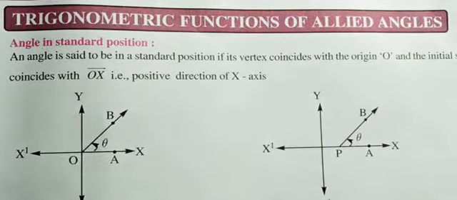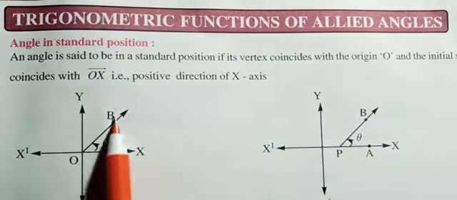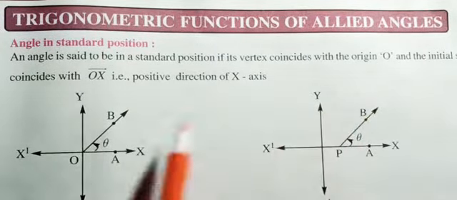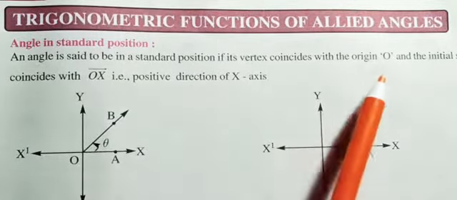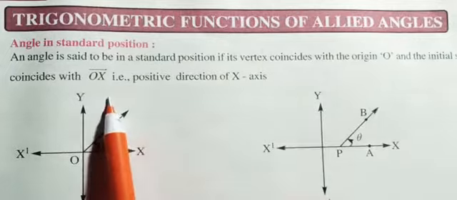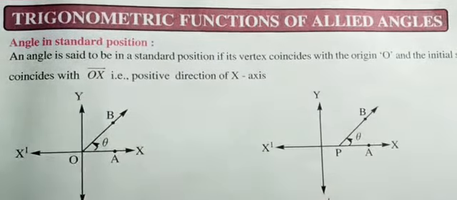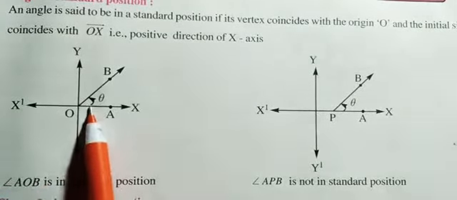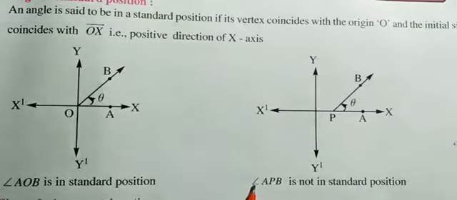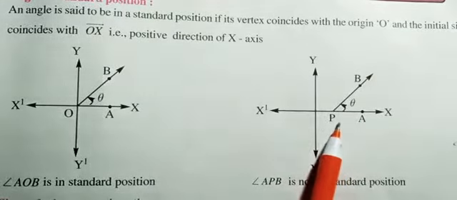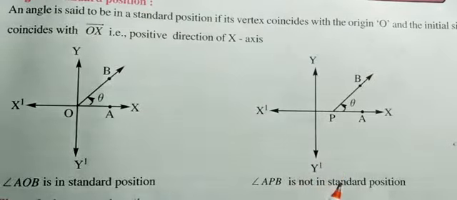So here, as we can see, an angle is said to be in standard position if its vertex coincides with O, and the initial side coincides with OX. So this is the standard position. This is an angle in standard position, and ABP is also an angle, but it is not in standard position.